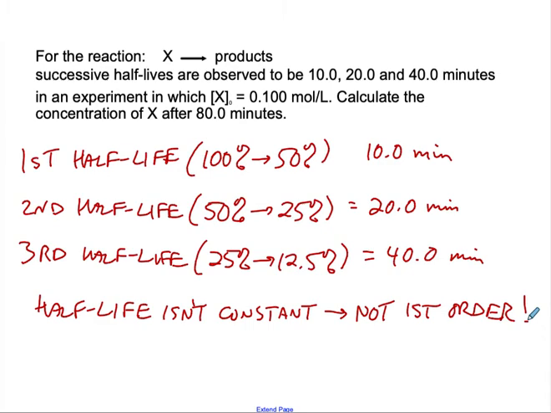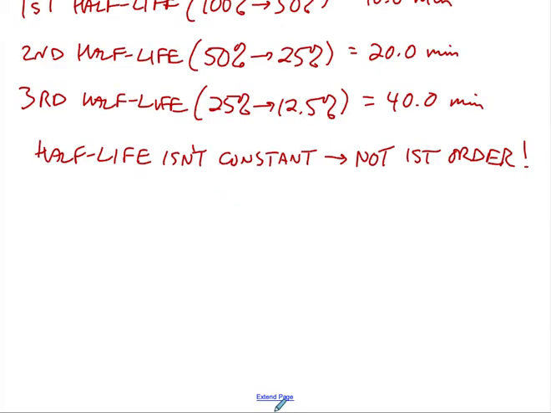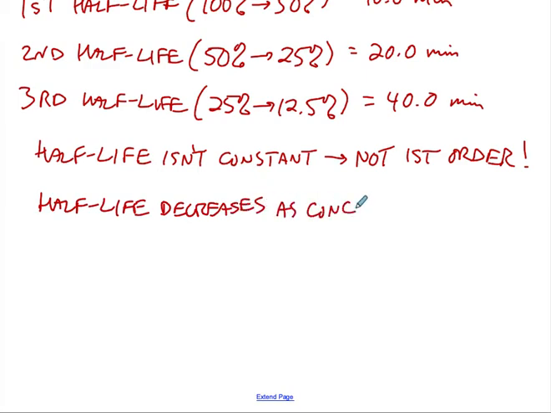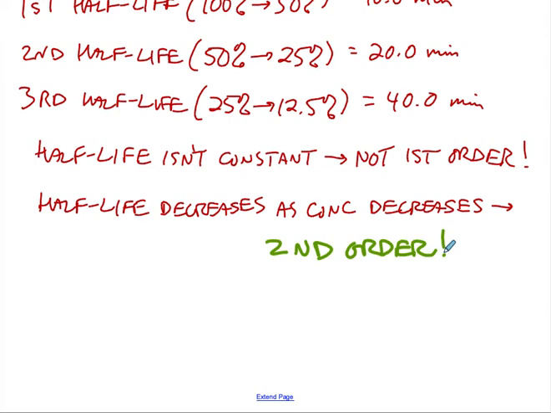Okay? Now, the second observation we can make is that the half-life decreases as the concentration decreases. And if we go back and look at our half-life equations, we see that the only order for which the half-life was directly proportional to the concentration was second order. So that means we can conclude that it is a second-order reaction. We don't even need to consider zero order, but you'll recall that the half-life for a zero-order reaction is directly proportional to the concentration, and that is not the case here.